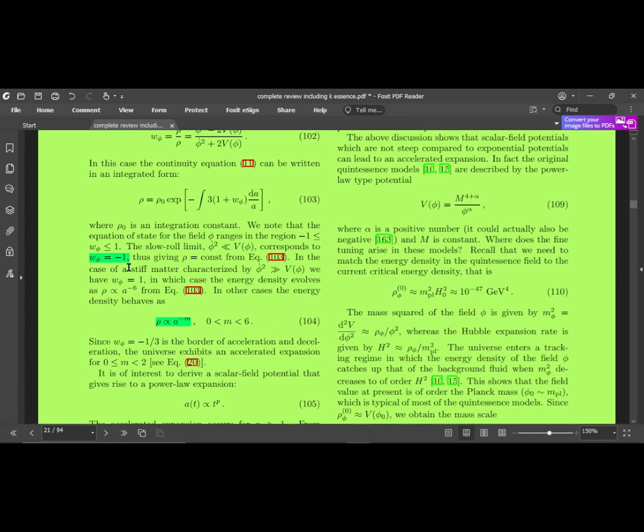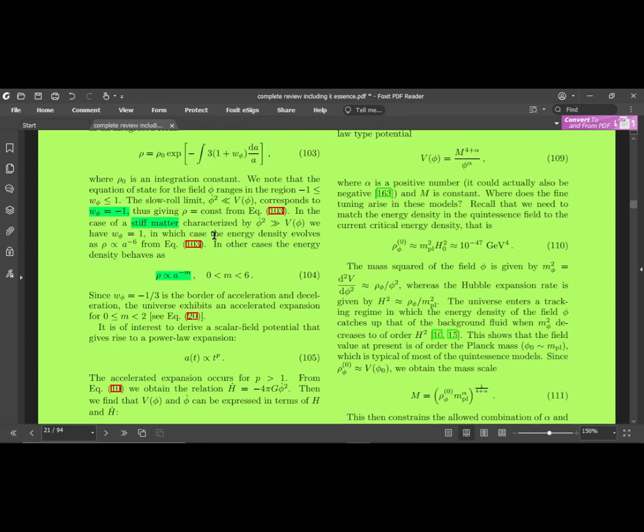So we have two kinds of matter. One is a stiff matter, whose equation of state is 1, and there is a cosmological constant, responsible for dark energy, whose equation of state is minus 1. For omega phi equal to 1, rho becomes a to the power minus 6. This is the extreme case, and we think this kind of matter may exist. Now omega phi can be minus 1 by 3, so acceleration can happen within the range of m between 0 and so on, so rho goes as a to the power minus m, and then you put omega phi here, and from here you can easily calculate it.